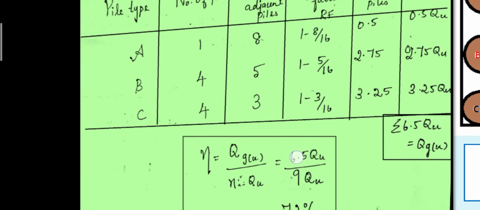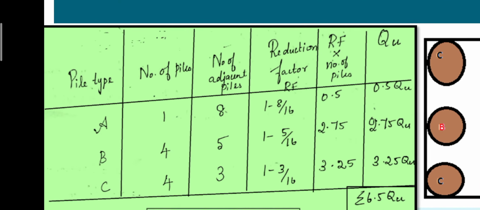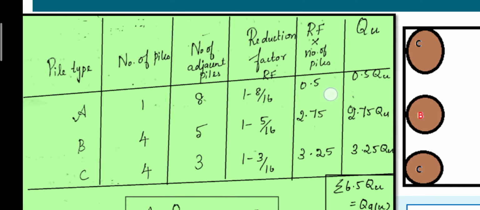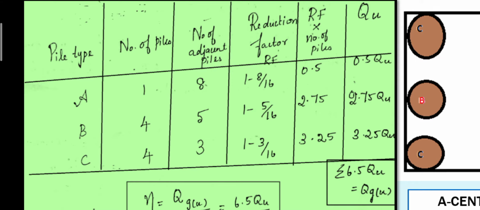So we have the third column, number of adjacent piles, and the fourth column is to apply Fell's rule. What is Fell's rule? We reduce the effect of the nearby or adjacent piles by 1 by 16. That is why the formula is 1 minus adjacent piles divided by 16. So apply the adjacent piles of A: 1 minus 8 by 16. Then B: 1 minus 5 by 16. C: 1 minus 3 by 16. That is the fourth column.